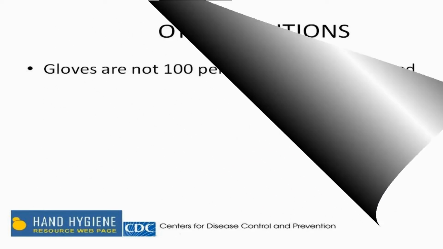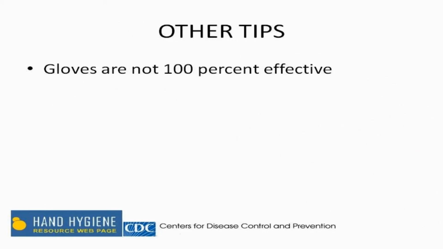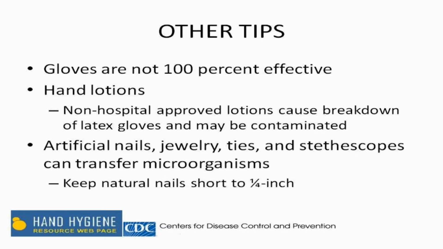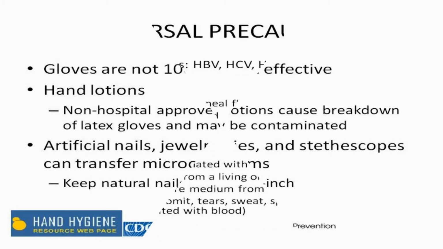Now, it's important to emphasize that gloves are not 100% effective. And one should use caution when using non-hospital approved hand lotions because these can actually break down latex gloves and they could be contaminated. Furthermore, artificial nails, jewelry, ties, and stethoscopes can transfer organisms, so it's better actually not to use some of these items and to wash your stethoscopes after touching a patient, before touching a new patient. And I would advise keeping your natural nails shorter to less than 1/4 of an inch.